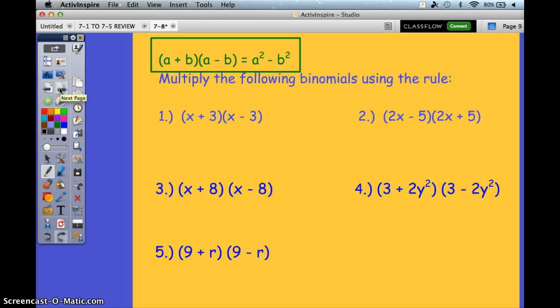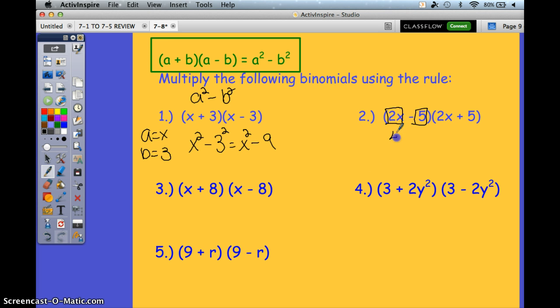So let's use some. Well, we know here a is x, b is 3, so you have x squared. You know it's going to be a squared minus b squared, again, it's up there. X squared minus 3 squared, which is x squared minus 9. 2x minus 5, 2x plus 5. We have a, we have b. 2x quantity squared is 4x squared, minus 5 squared is 25. X plus 8, x minus 8, we have a, we have b. X squared minus 8 times 8 is 64.